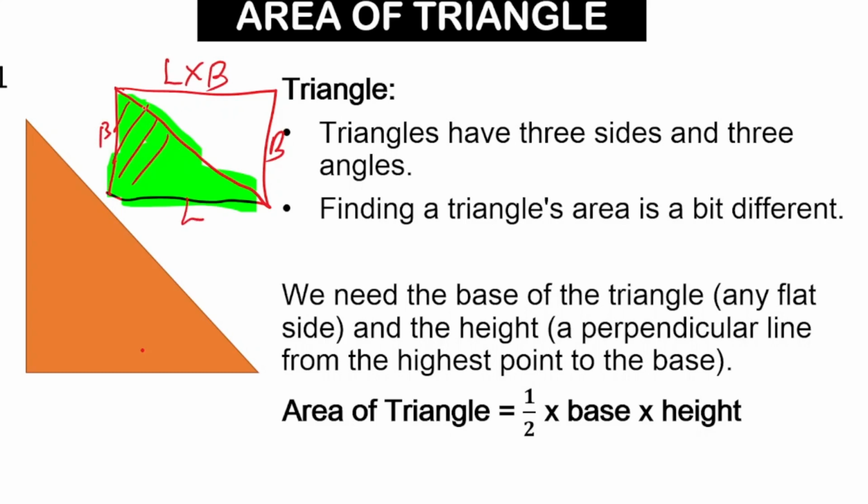So the length here will become the base of the triangle, while the breadth will become the height of the triangle. Are you with me now? For us to get the area of a triangle, that will be half of the area of the rectangle. So half times length, which is the base, and times breadth, which is the height. That is how we have the area of a triangle: half base times height. I hope this is very clear. So that is how we derive the area of a triangle. Let's look at examples and see how we can solve questions on this.